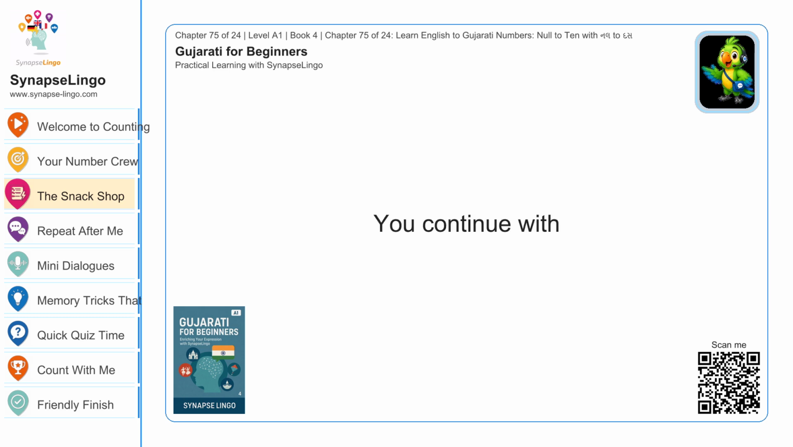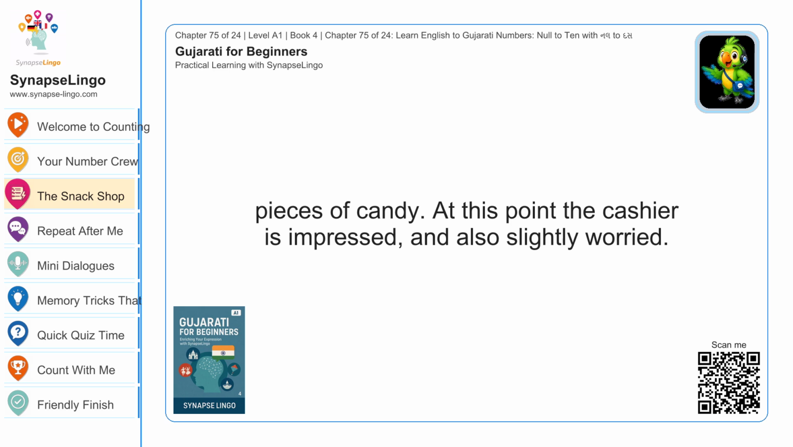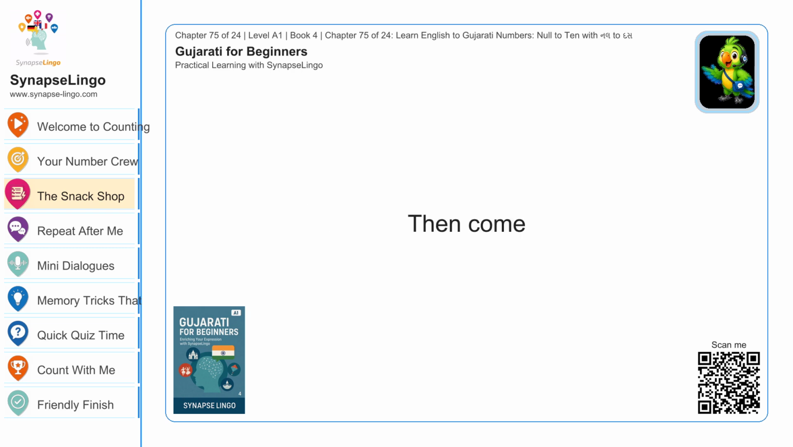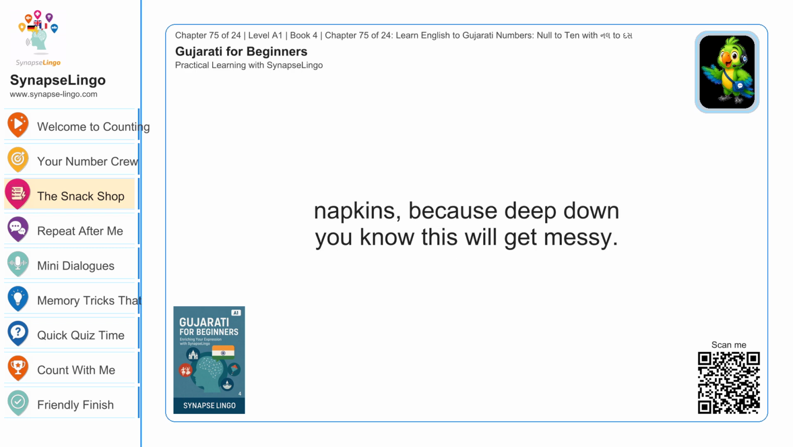You continue with 4 cookies, 5 grapes, and 6 pieces of candy. At this point the cashier is impressed, and also slightly worried. Then come 7 peanuts, 8 tiny cakes, 9 crackers, and finally 10 napkins because deep down you know this will get messy.